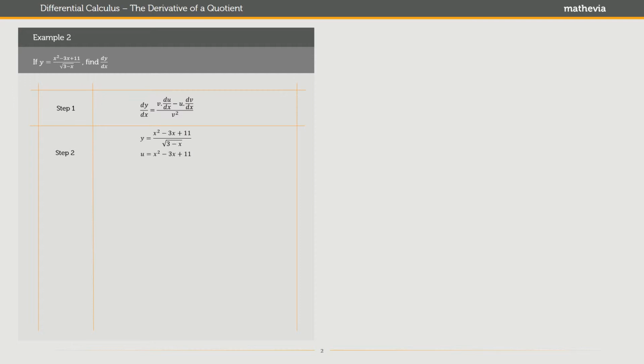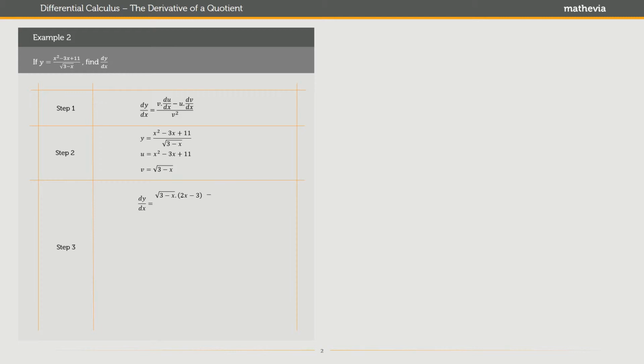Our u in this case is the function at the top, so we have x squared minus 3x plus 11, and our v is root 3 minus x. So let's put all of that into our formula. We have that dy/dx is, we need to keep v constant, so we have root 3 minus x, and differentiate u. So when we differentiate x squared minus 3x plus 11, we have 2x minus 3.